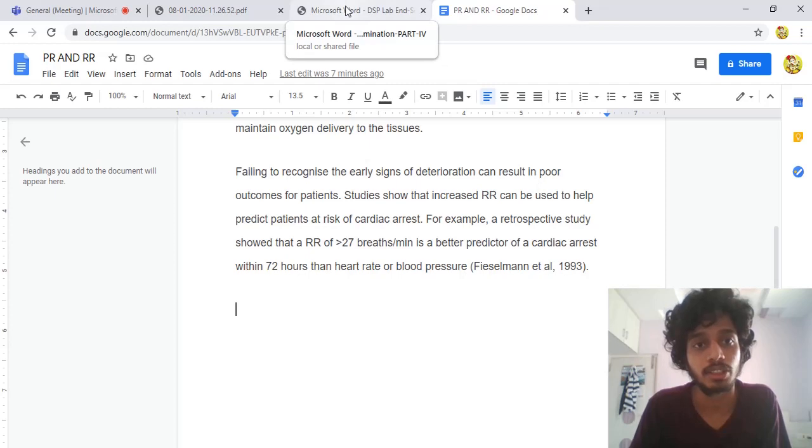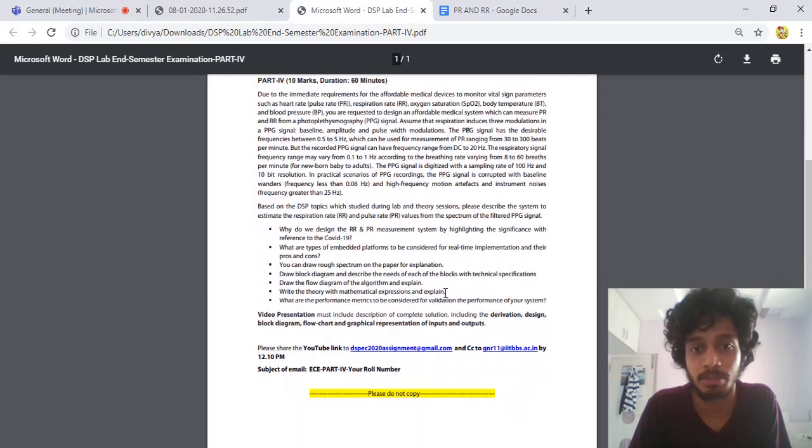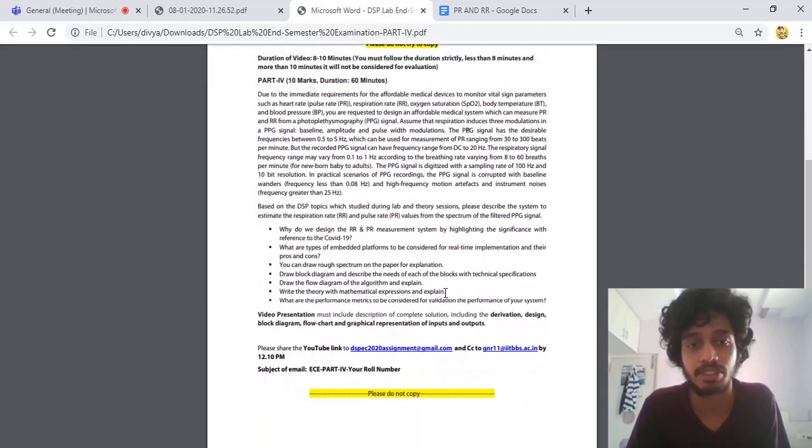So as you can see, this is the problem statement which we are trying to solve. You can find the sheet attached in the video description, so I'm not reading everything.